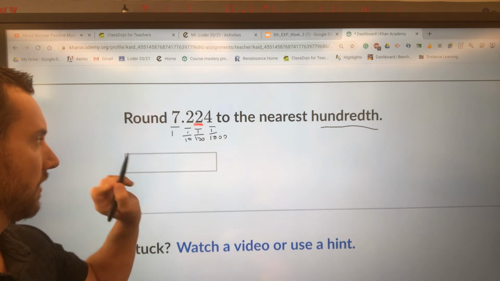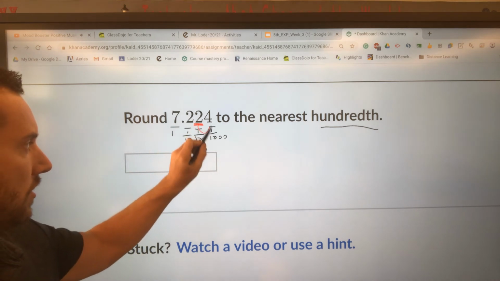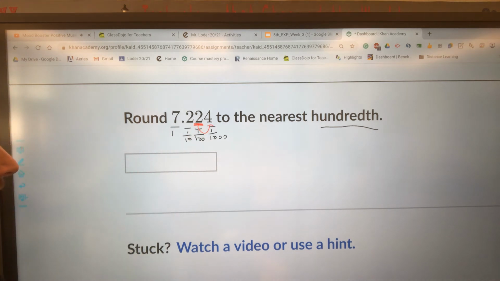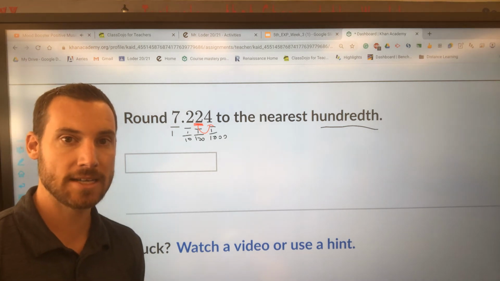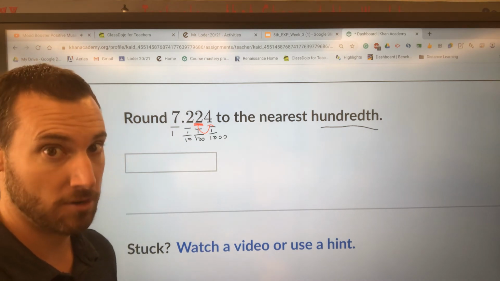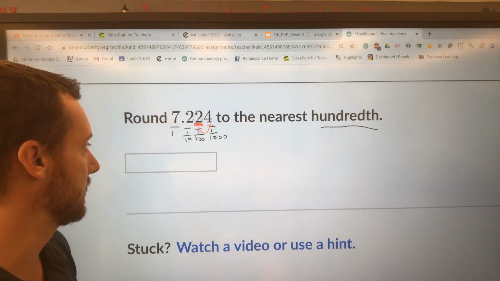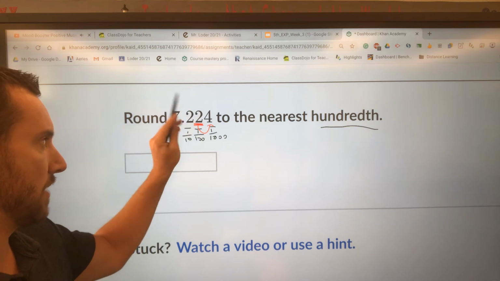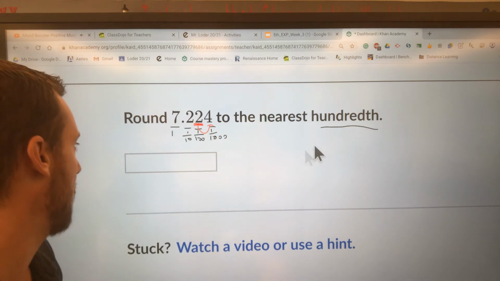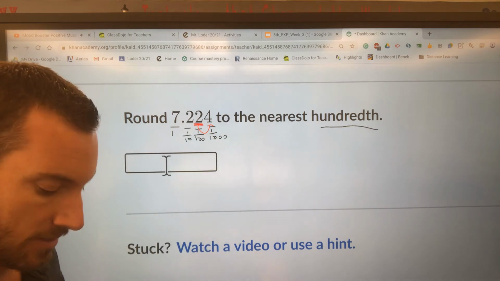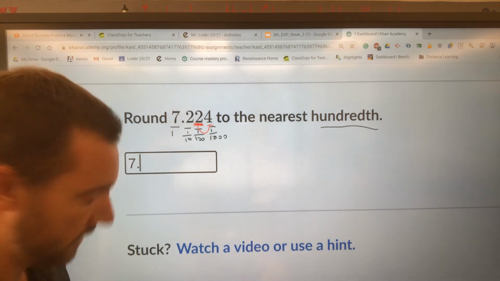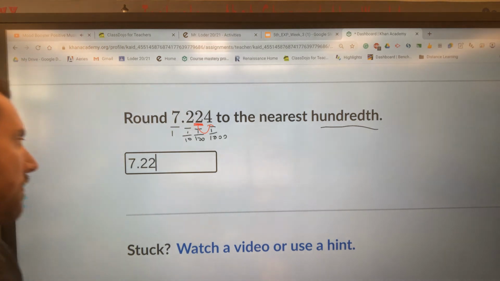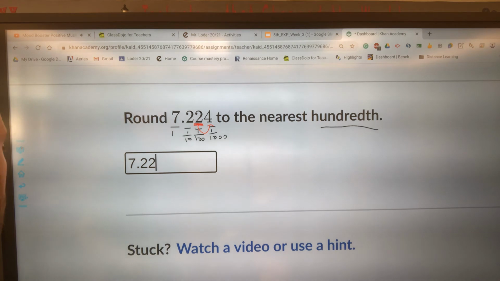I'm going to do it in a different color. We're going to look next door. We're going to say 5 or more, let it soar. 4 or less, let it rest. 4 is 4 or less, so we're going to let it rest. That means we are going to keep this 2 the same and drop off everything to the right. So this becomes 7.22, and then we drop off that 4, and that's our answer.